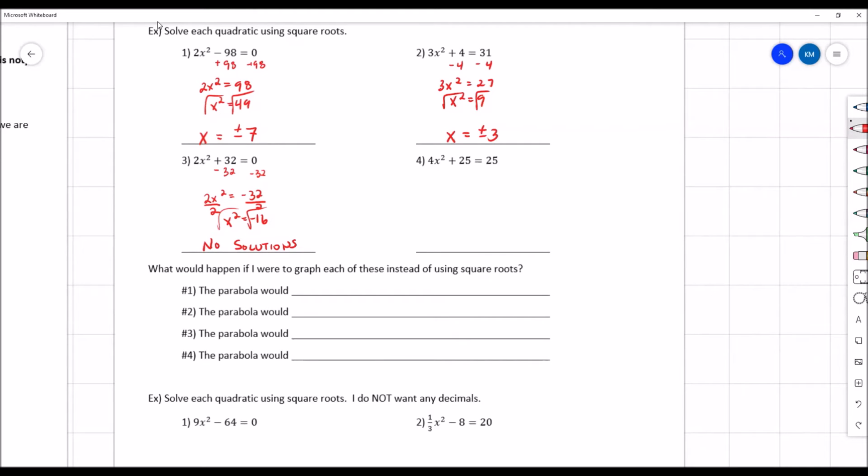So number 4, we have 4x squared plus 25 equals 25. Subtract 25 from both sides, get the 4x squared by itself.